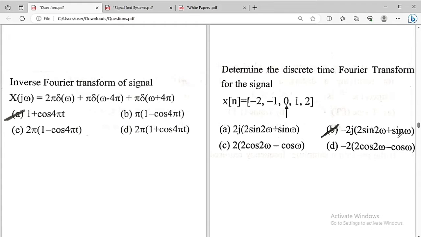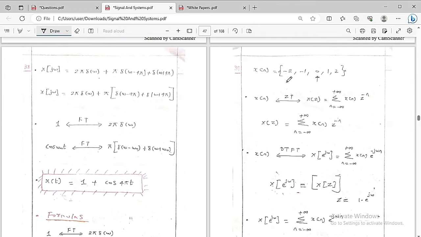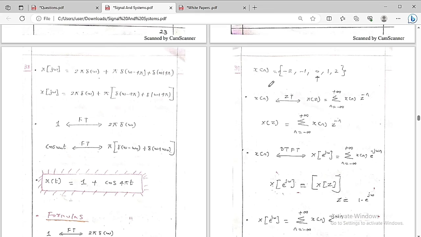So let's solve this numerical. As I've already told you, for a continuous time signal we are going to get the continuous time Fourier transform, and for a discrete time signal we are going to get the discrete time Fourier transform. Very simple, right?